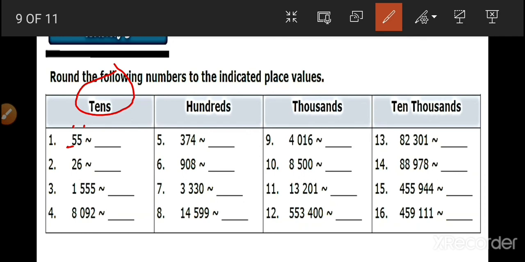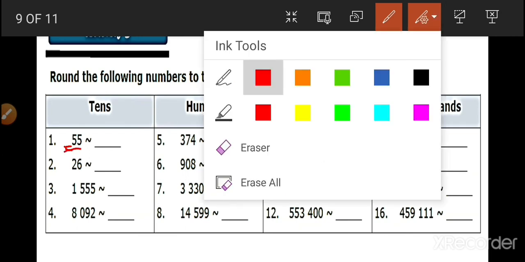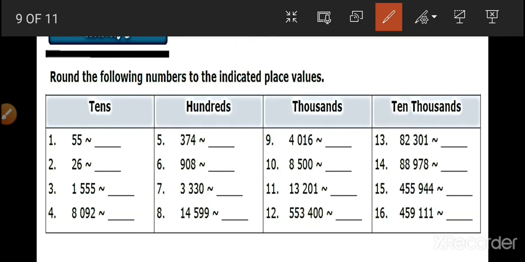I will underline the tens. It's 5, right? Oops, sorry. Let us repeat. We underline the tens value. It's the first 5. I'm sorry. Let's do it again. Okay, it's the first 5.